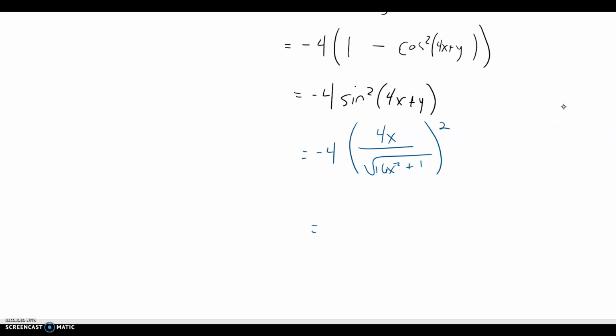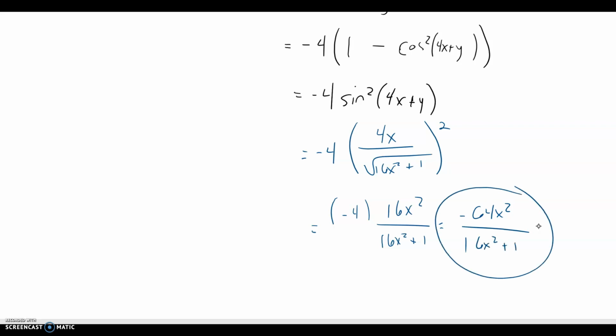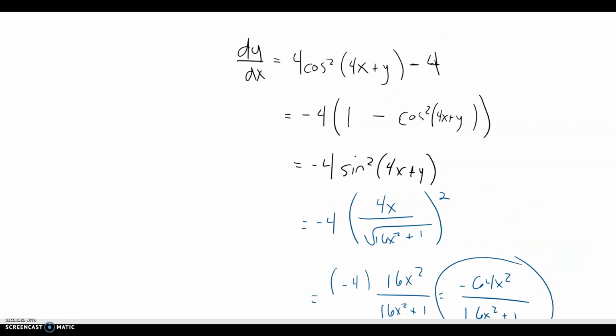Now I can square everything. 16x squared, the square root goes away, over 16x squared plus 1, times this -4. So that could be -64x squared over 16x squared plus 1. So that is a good answer. It gets it to an algebraic form. But this, for me, is also okay. And even this would be okay. Those are all the same thing for this problem.